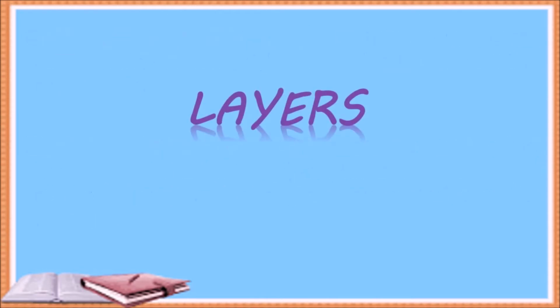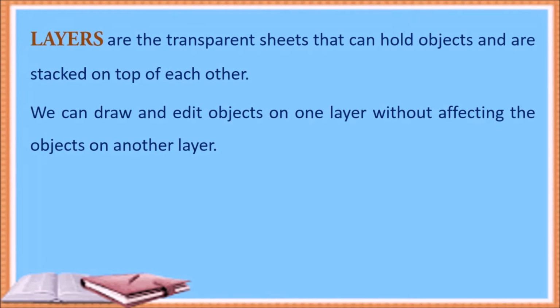Moving further, our next topic is about the layers. My children, if you remember in our previous class we have learnt Flash, and in Flash we have created many layers. So it is exactly the same. Layers are transparent sheets that can hold objects and are stacked on top of each other. We can draw and edit objects on one layer without affecting the objects on another layer. So here you can draw objects on different layers, and later on you can stack all the layers, so it will give a single image view.